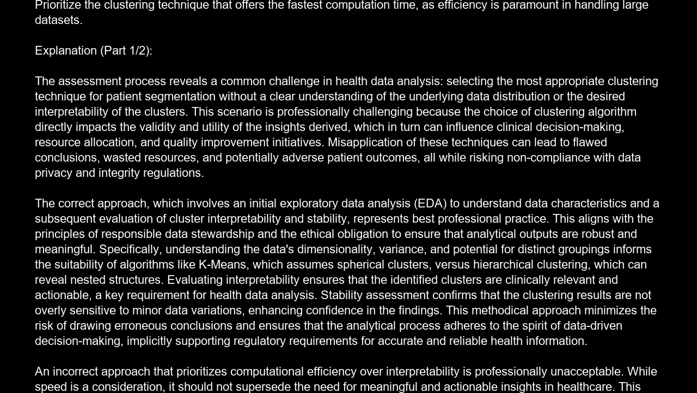Evaluating interpretability ensures that the identified clusters are clinically relevant and actionable, a key requirement for health data analysis. Stability assessment confirms that the clustering results are not overly sensitive to minor data variation, enhancing confidence in the findings. This methodical approach minimizes the risk of drawing erroneous conclusions and ensures that the analytical process adheres to the spirit of data-driven decision-making, implicitly supporting regulatory requirements for accurate and reliable health information.